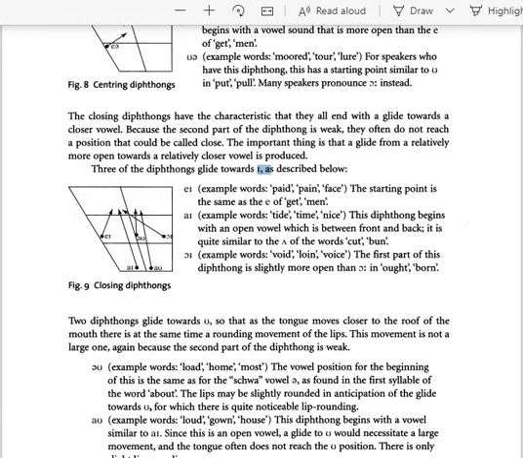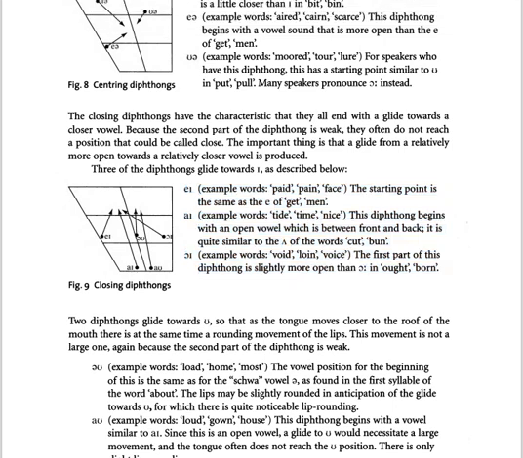This lists three diphthongs. The first one, A: this diphthong sound combines two vowel sounds. Example words: paid, pain, face, make, fake, and so on. The starting point is the same as the A of get, man: aid.